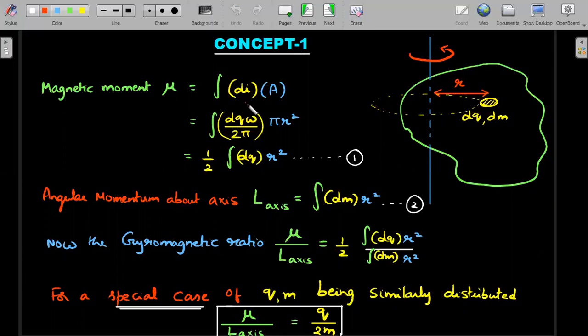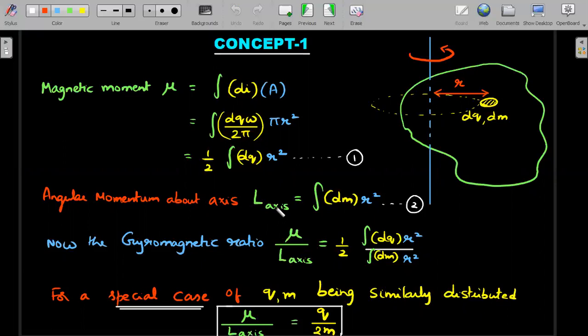What's the value of each di? Each di should be dq into omega divided by 2 pi, multiplied by the area, which should be easily seen in the diagram as pi r squared. Because omega is a constant for all the parts of a rigid body, it can come out. You could also see a cancellation of a pi, which yields half into the integration of dq into r squared. We'll stop it here, and then move on to the angular momentum.